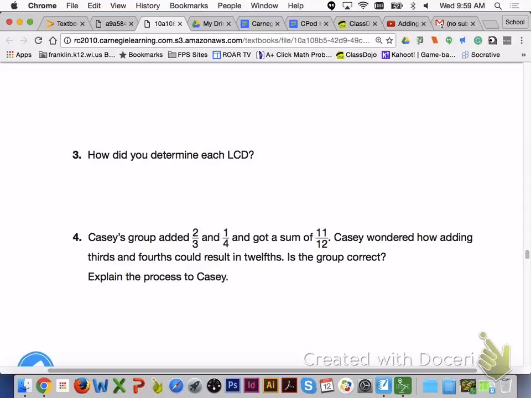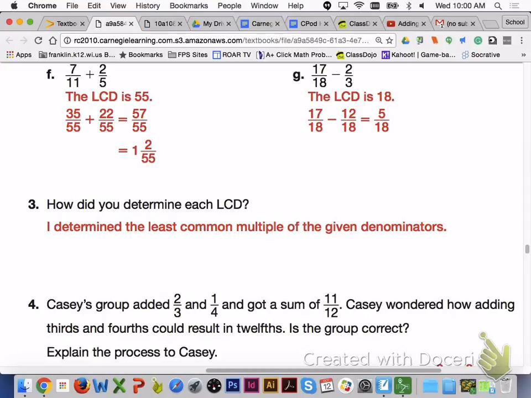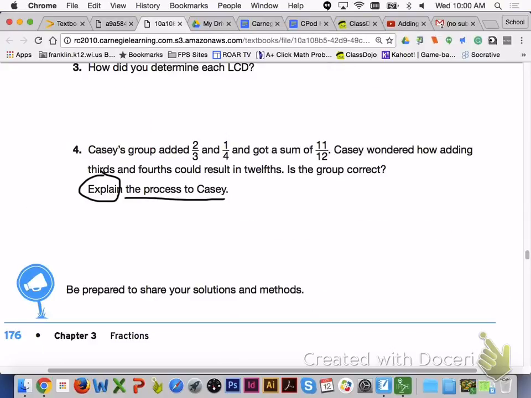Answer number 3 with your group members. You are going to determine the LCD by finding the least common multiple of the two denominators that you are given. Answer number 4 with your group members.